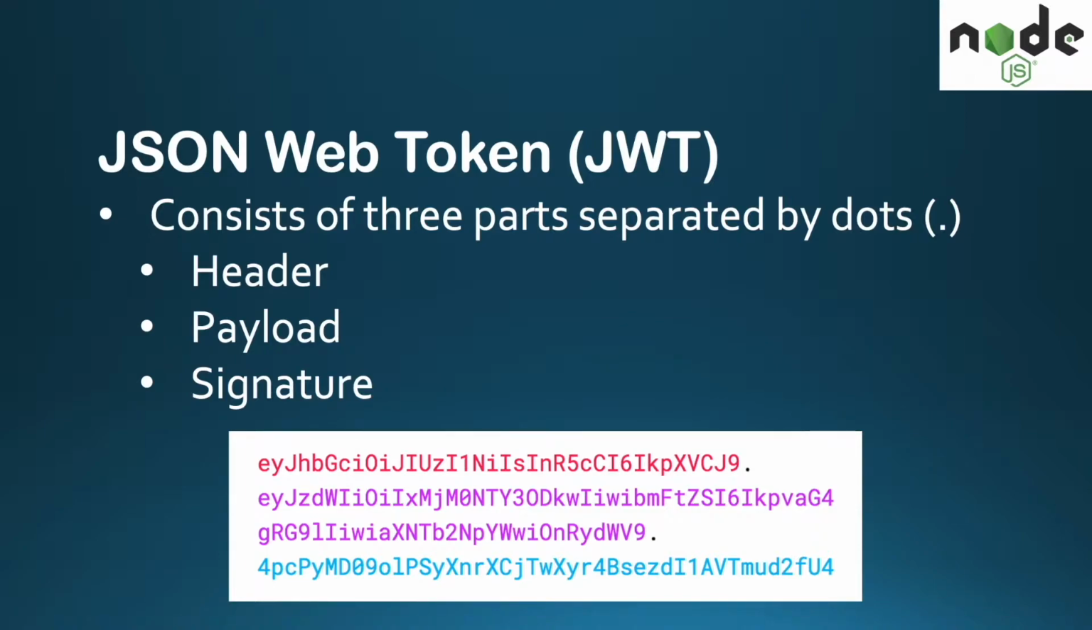A JWT or a JSON Web Token consists of three parts: the header, the payload, and the signature, and these are separated by dots. So in the sample JWT, you can see there are three parts. This is part 1, the red one, then this is part 2, and this is part 3, and they are separated by dots. And what are these three parts? The header, the payload, and the signature.